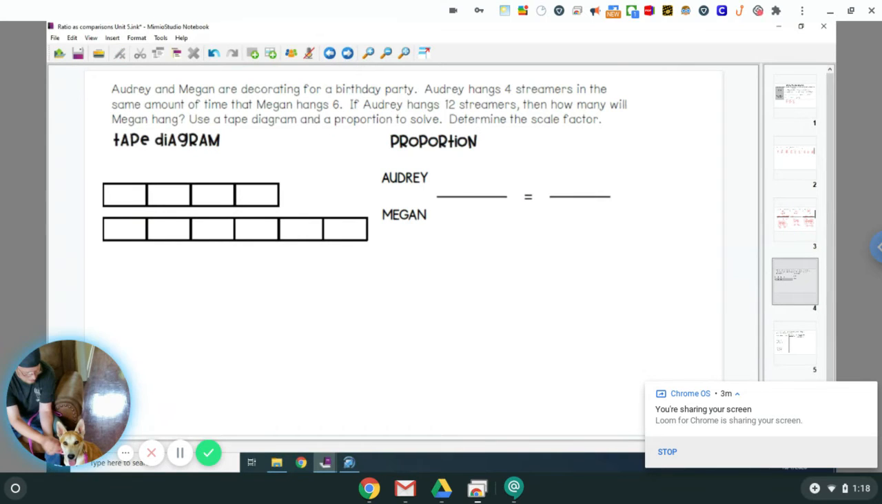Okay, so it says Audrey and Megan are decorating for a birthday party. Audrey hangs 5 streamers in the same amount of time that Megan hangs 6. If Audrey hangs 12 streamers, then how many will Megan hang?